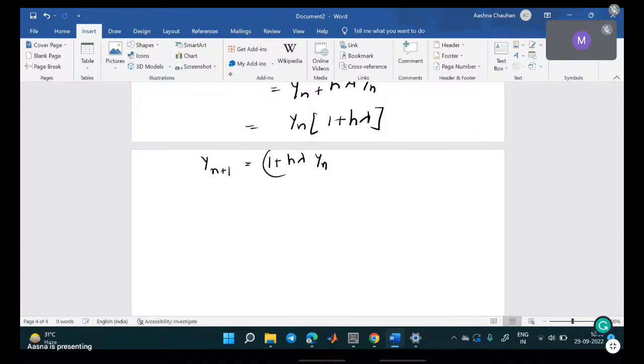Now I'm again substituting n equals 0, 1, 2, 3 and so on, so that I can convert this nth term in terms of y naught. So I can write it as y n plus 1 is equal to 1 plus h lambda whole power n plus 1 into y naught. Right? I can write it down in terms of this. For n equals 0, we get the power 1. For n equals 1, we get power 2. For n plus 1, we get the power n plus 1 into y naught.